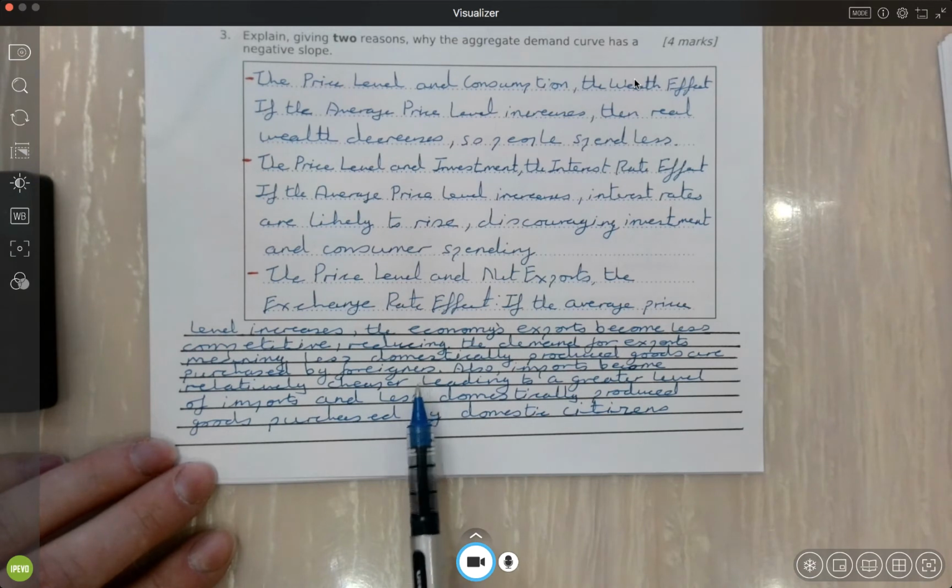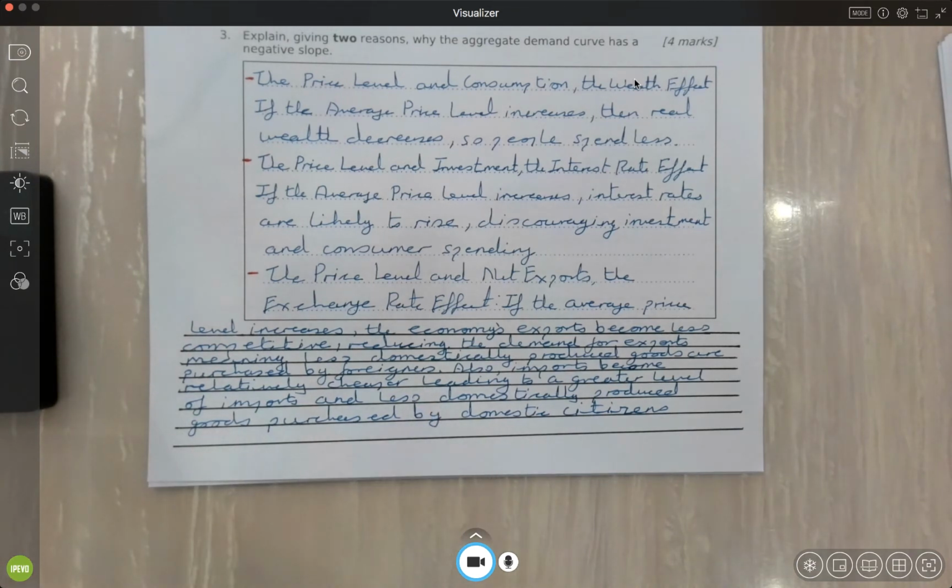Well, aggregate demand is the amount of our output, the amount of domestic output that is purchased by everybody, including foreigners. If our average price level goes up, foreigners are going to be like, nah, we're not going to buy that stuff, it's too expensive now. Okay, so that's part of it.